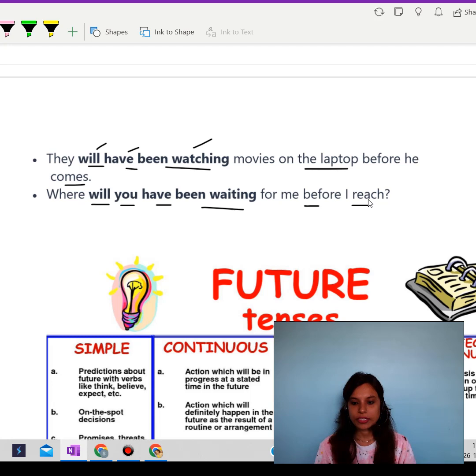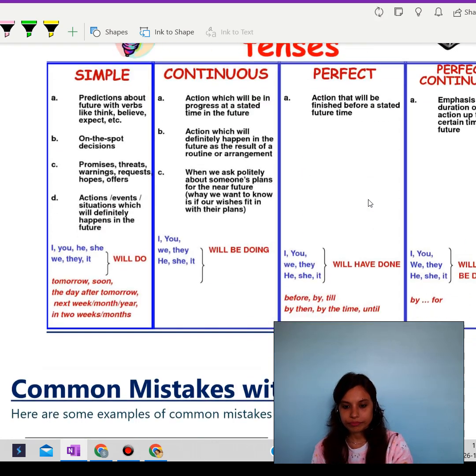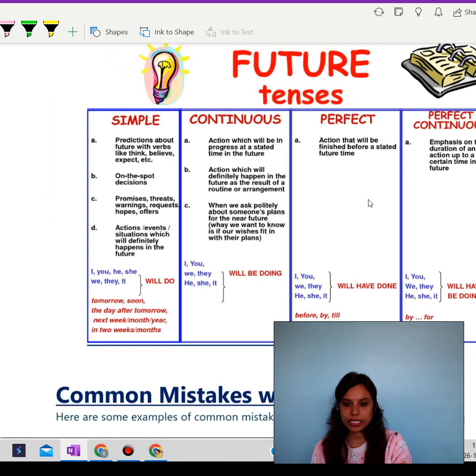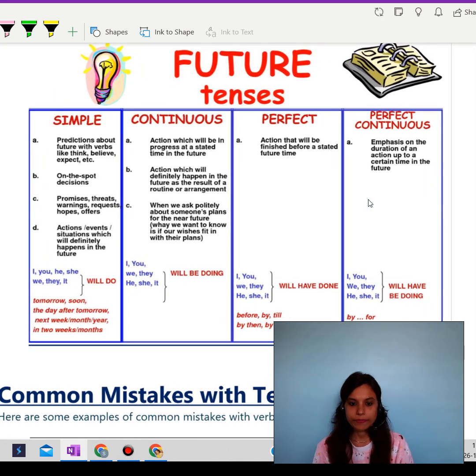So yeah, that's it for today's video. There's a chart with which you can follow easily these type of things. Okay, like they have also given some examples.